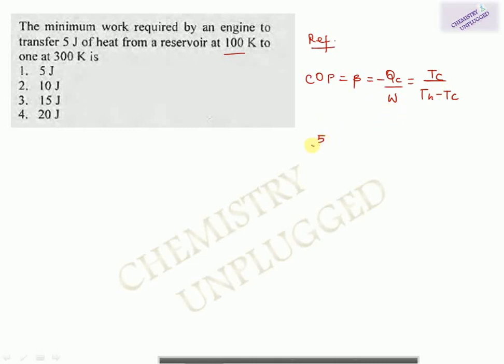This 5 joule heat is transferred, and we want to find out this work, and TC is 100, 300 minus 100, and this comes out as 10 joules. So this will be your answer, B, second option.